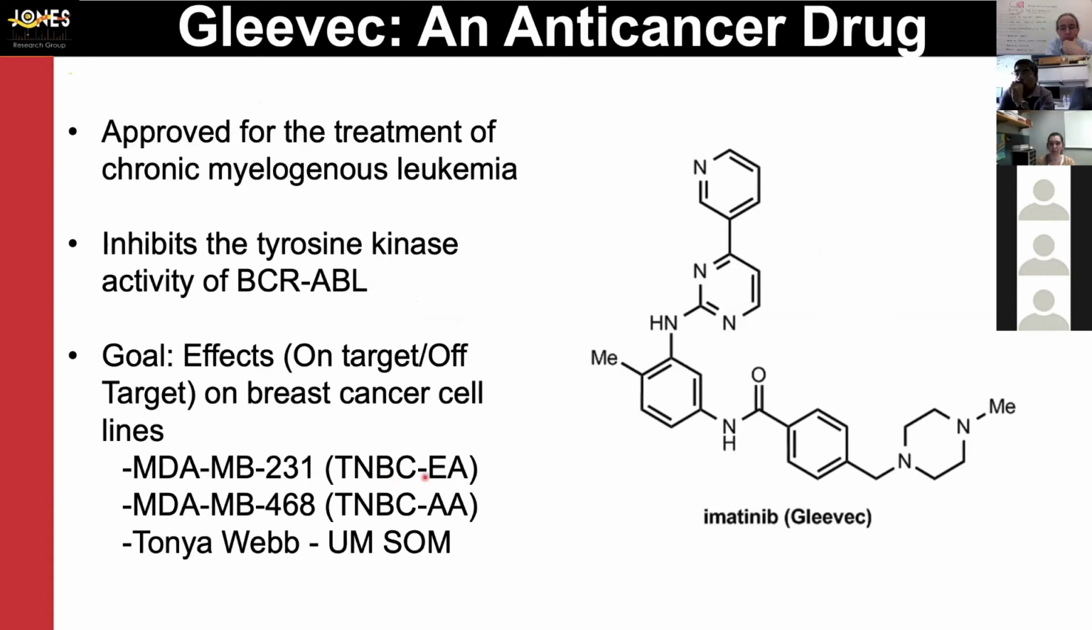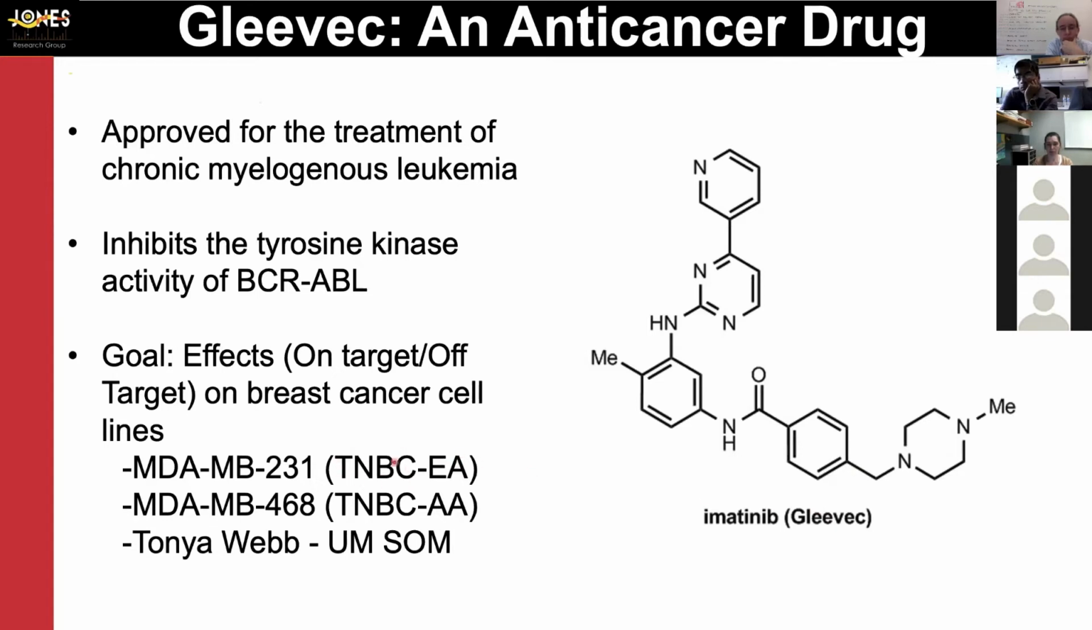And so here we tested them on breast cancer cell lines. So this is triple negative breast cancer. That's what TNBC stands for. And we did two different cell lines. The EA is derived from a Caucasian patient, and the AA is derived from a Black patient. And we wanted to compare the two cell lines because preliminary studies have shown that Gleevec does not work very well in African-American patients. And so we did the differential experiment.